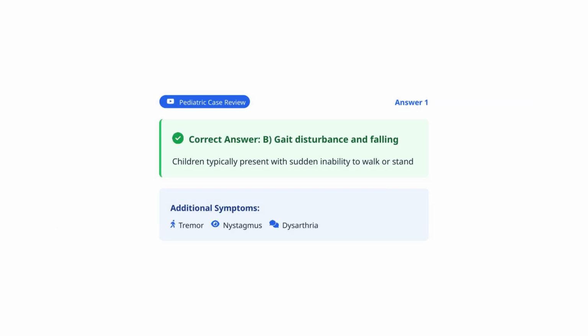Gait disturbance and falling. The hallmark clinical feature of acute cerebellar ataxia in children is a sudden onset inability to walk or maintain balance. Parents typically report the child was previously well, then suddenly became unsteady, falls frequently, and may appear to be drunk. This often follows a viral illness by 1 to 3 weeks.